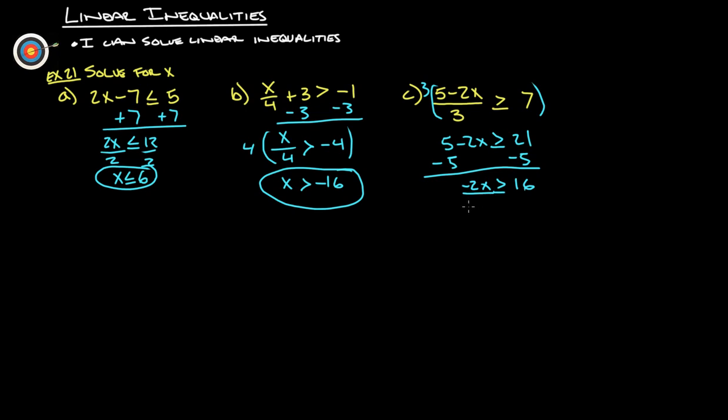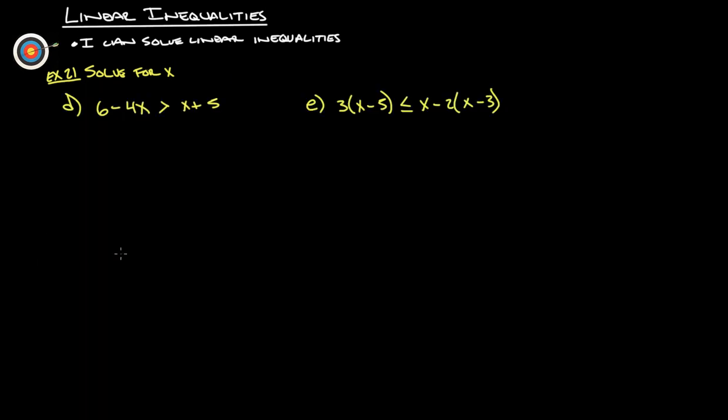Now we are going to divide by negative 2. Since we are now dividing by a negative, this is when we want to switch the inequality. So the inequality is now going to be less than or equal to instead of greater than or equal to. We're left with x is less than or equal to 16 divided by negative 2, which is negative 8. And that's that. Let's look at a few more, and then away we go.